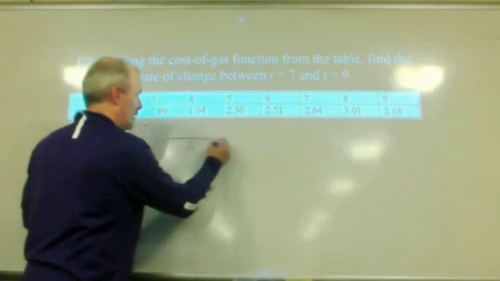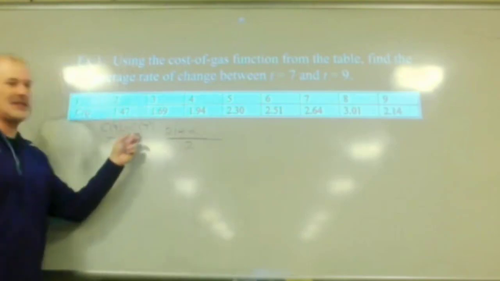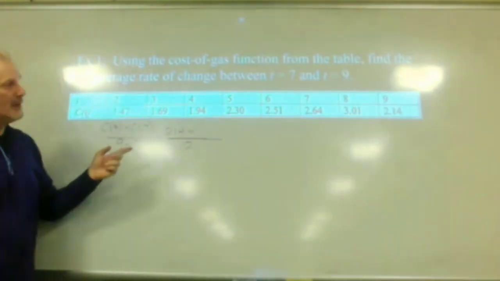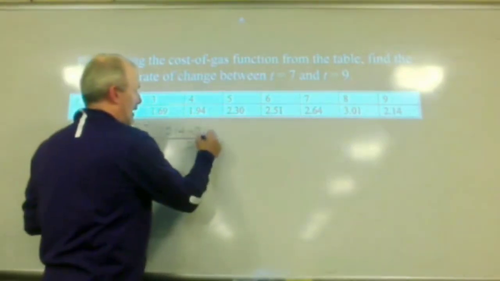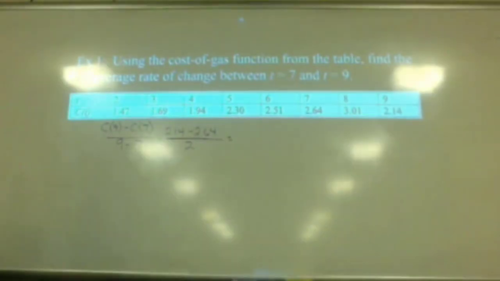2.14. So on the top, I've got 2.14 minus, and then what is C of 7, according to the table? 2.64.